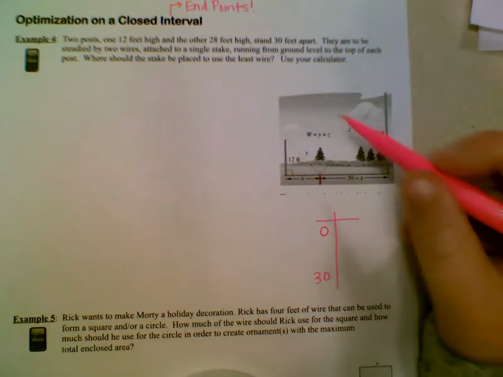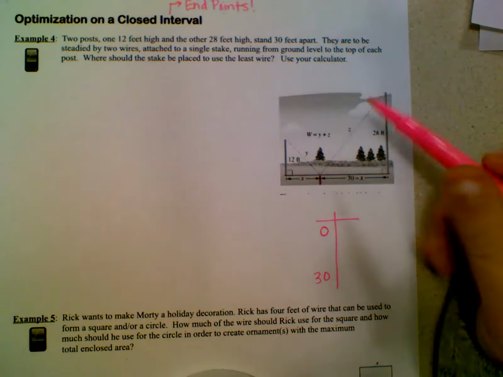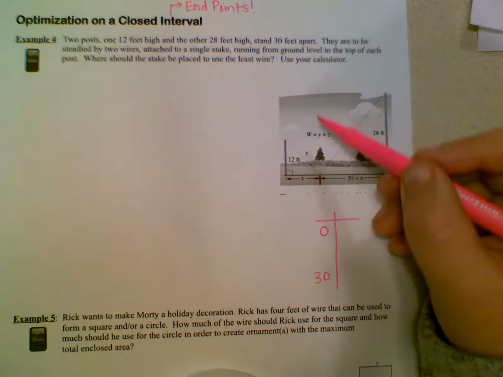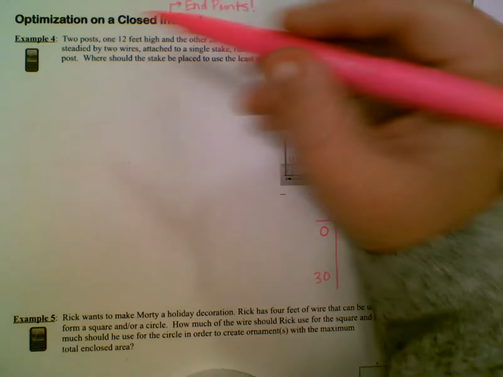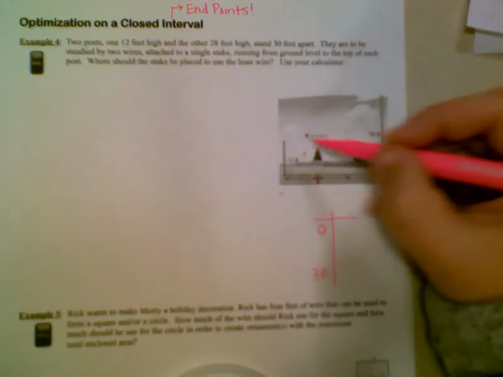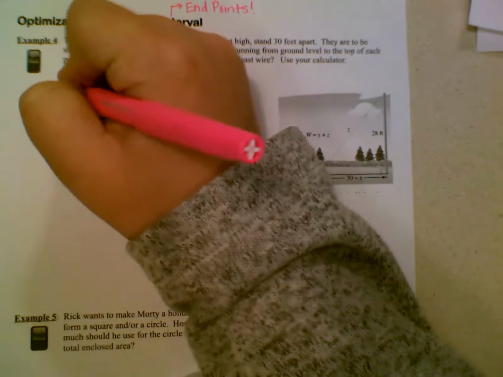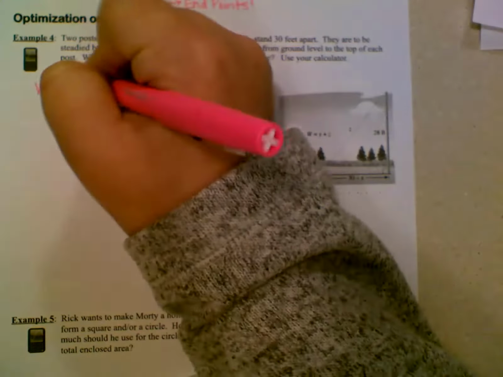All right, so let's go ahead and write some equations. Well, we know that the least amount of wire, so the length of the wire, is going to be W plus Z. So that is actually given to us here. So our primary equation, the length of the wire is W plus Z.